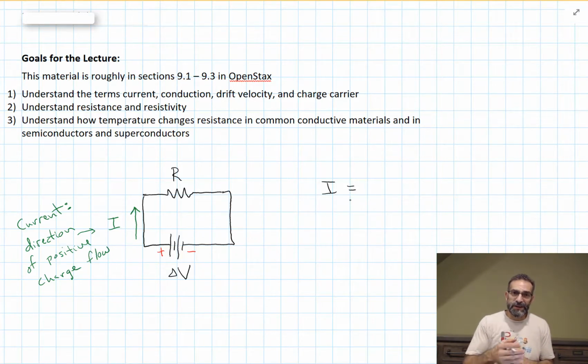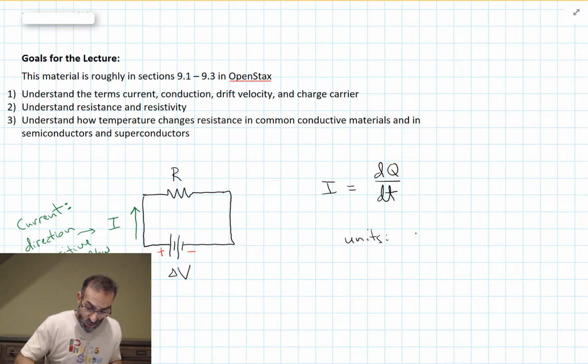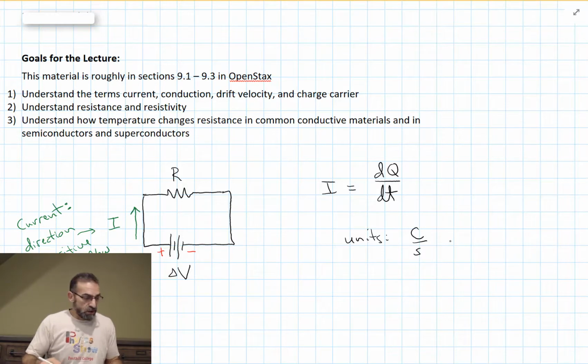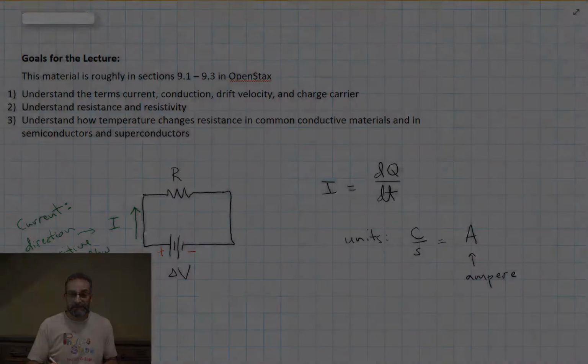The electrical current in a circuit is the amount of charge that flows by a given location in some amount of time. So it's the time rate of change of the charge. So the units would have to be coulombs per second. And we get tired of writing coulombs per second all the time, so we write A for ampere. The ampere is the unit for current.